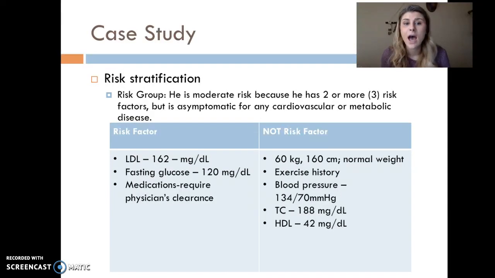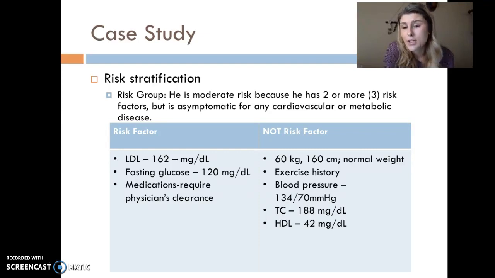So for his risks, I put him in the moderate risk group because he has 2 or more. He has 3 risk factors, but he is asymptomatic for any CV or metabolic diseases. His 3 risk factors are his LDL, which is 162, above 160; his fasting glucose, which is 120; and his medications. He does have seizures, so I think that's something that's important for a physician to clear, and any of his medications, because I know some of them have side effects, like raising blood pressure, dizziness, and drowsiness.